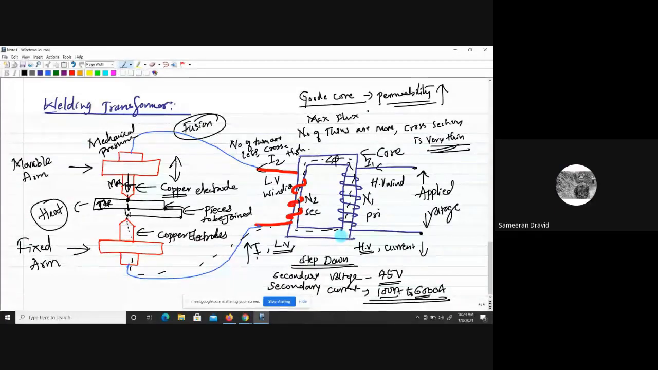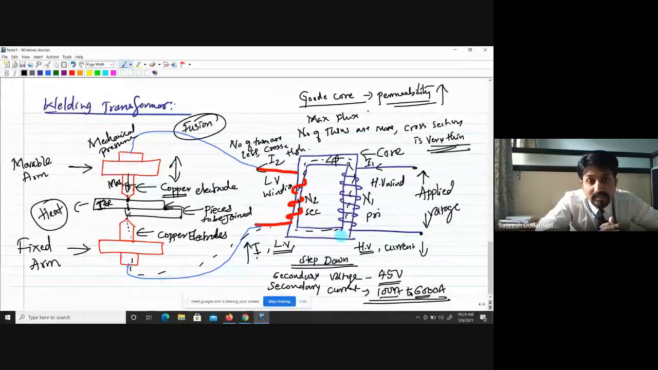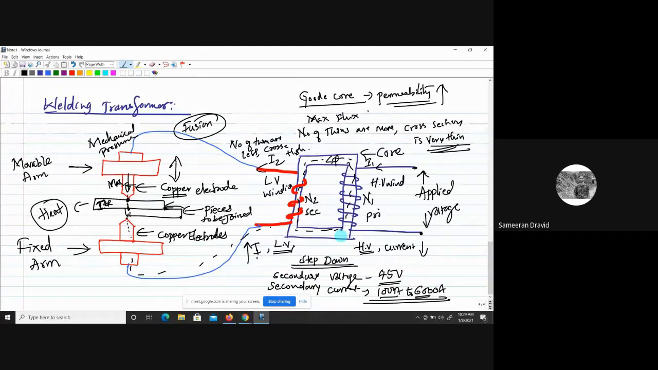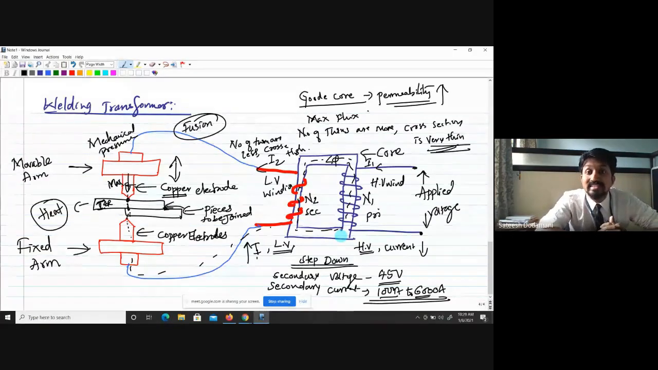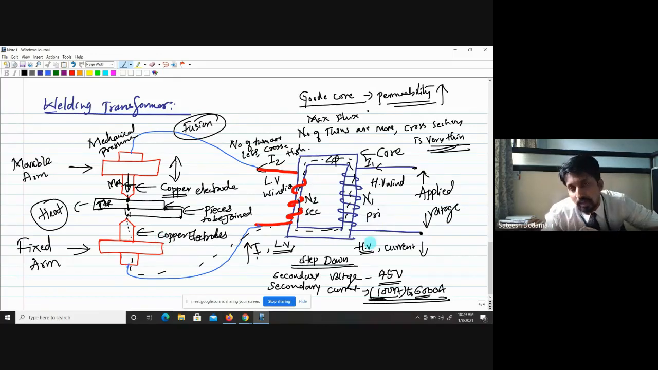No sir, no doubt. Sir, can we use our regular transformer as a welding transformer? Yeah, can we use our regular step down transformer as a welding transformer? Yes, you can use that step down transformer as a welding transformer. There is no problem. You can use it, but that is based on how much winding they have used at the secondary level and the current you are going to produce. Because based on the current only, heating will take place. So based on that design part, you can use that regular step down transformer for welding.